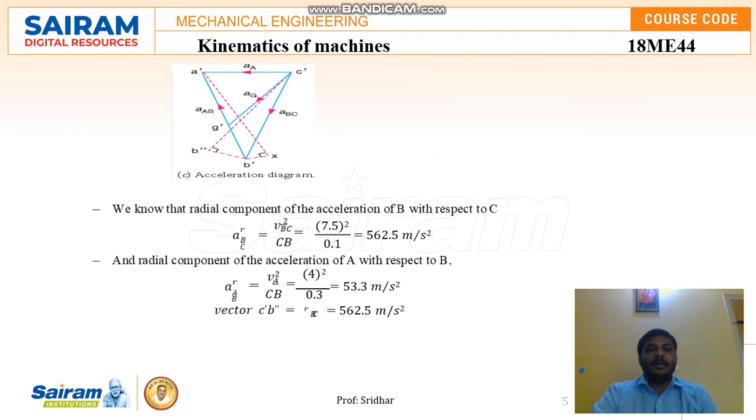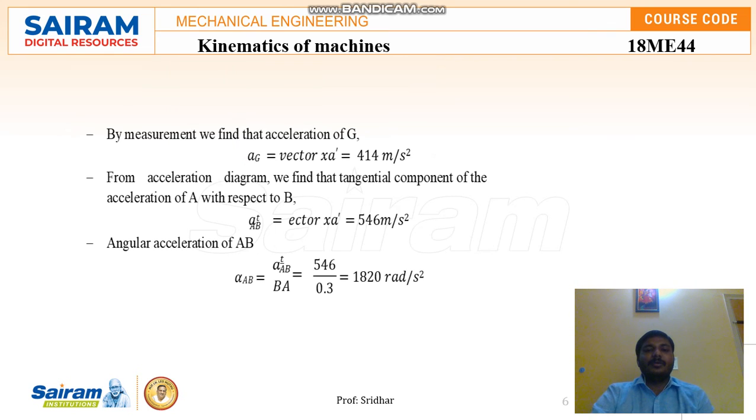So now we have identified the values for the given condition to find the angular velocity and angular acceleration of point G and AB.